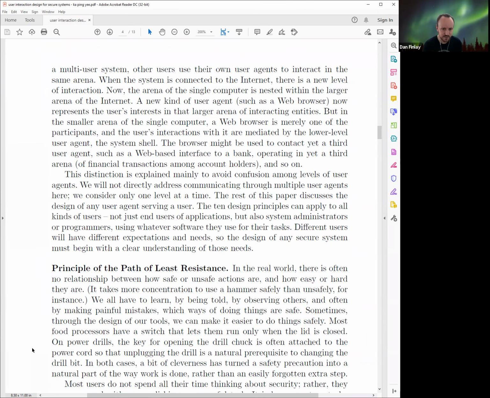This distinction is explained mainly to avoid confusion among levels of user agents. We will not directly address communicating through multiple user agents here. We consider only one level at a time. The rest of this paper discusses the design of any user agent serving a user. The ten design principles can apply to all kinds of users, not just end users of applications, but also system administrators or programmers, using whatever software they use for their tasks. Different users will have different expectations and needs, so the design of any secure system must begin with a clear understanding of those needs.